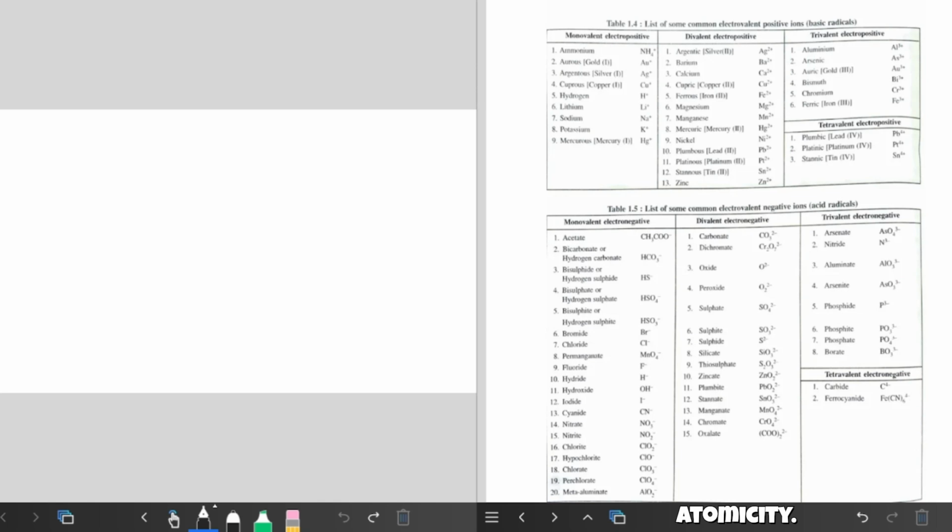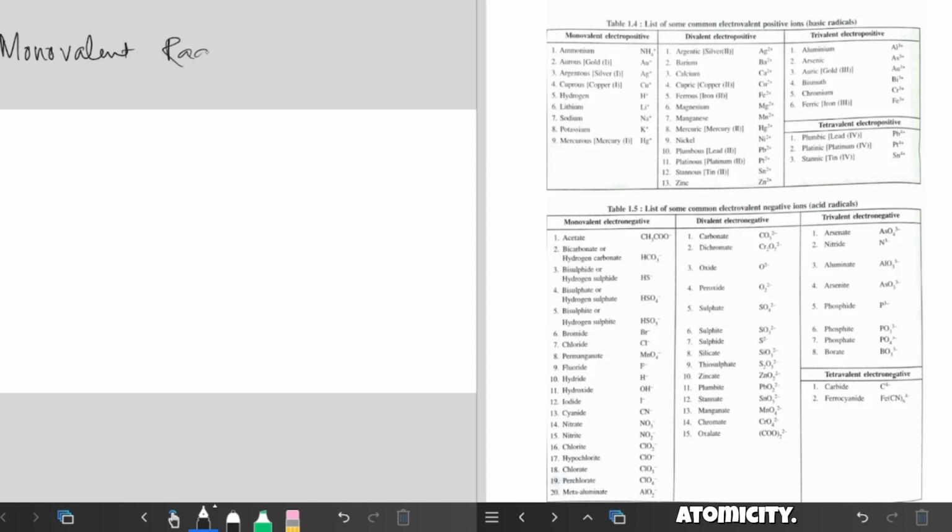Last class we were discussing elements, symbols, valencies, and radicals. Today we are going to discuss more about radicals and valencies. We have also discussed ferrous and ferric. Today we are going to discuss the various types of radicals, like monovalent radicals.